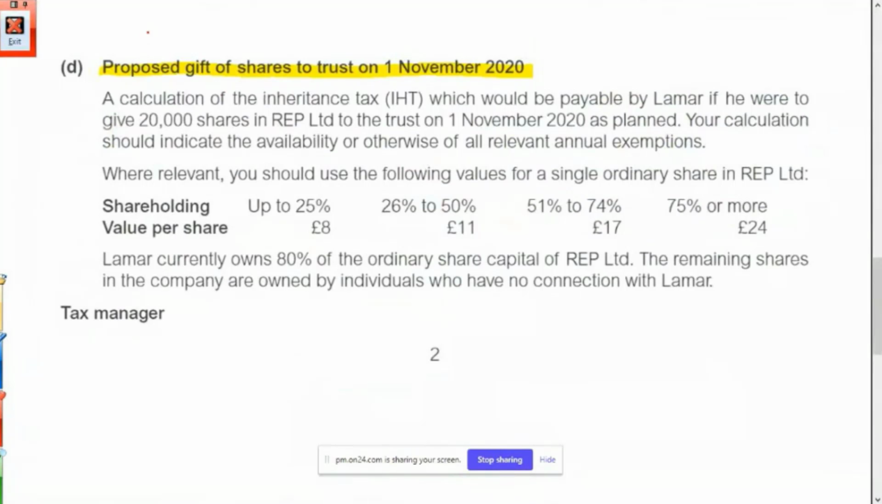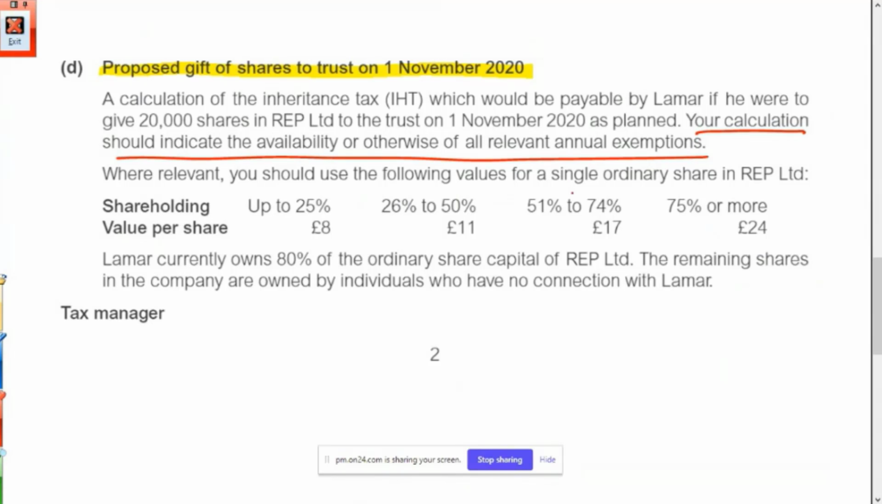Okay, calculation of the inheritance tax, which would be payable by Lamar if he were to give 20,000 shares in REP to go from 80,000 down to 60,000 on 1 November as planned. Your calculation should indicate the availability or otherwise of all relevant annual exemptions. Okay, now, I think that was a more tricky part of it, but essentially the first gift in a tax year gets that annual exemption, and the preceding annual exemption from the preceding year if it hasn't already been used. And so that was why I was putting the annual exemptions in.